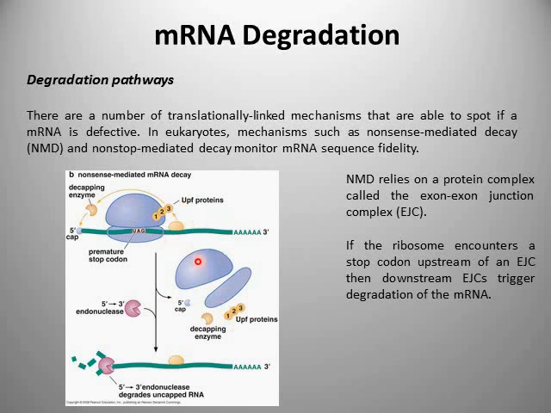These are associated with the ribosome and the exon junction complexes. And it's a really elegant way of making sure that any mRNAs that contain a premature stop codon are not translated.